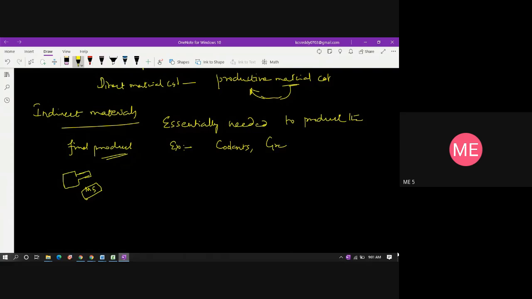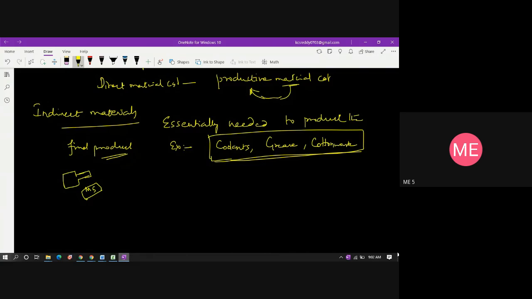And because there are rotary elements, we need to apply grease in order to reduce the friction. And cotton waste also will be used. So these are all essentially needed to produce this final product. All these support, I mean, are indirectly involved in making the product. So those materials are called indirect materials.